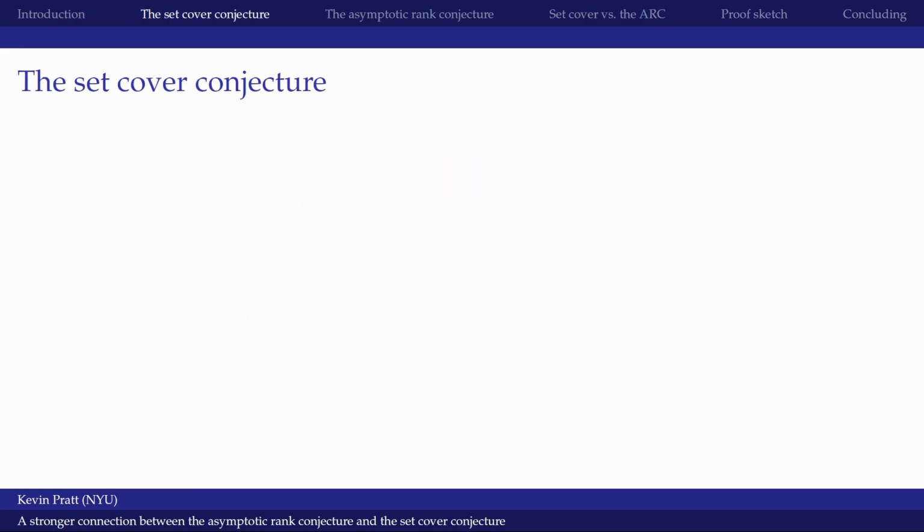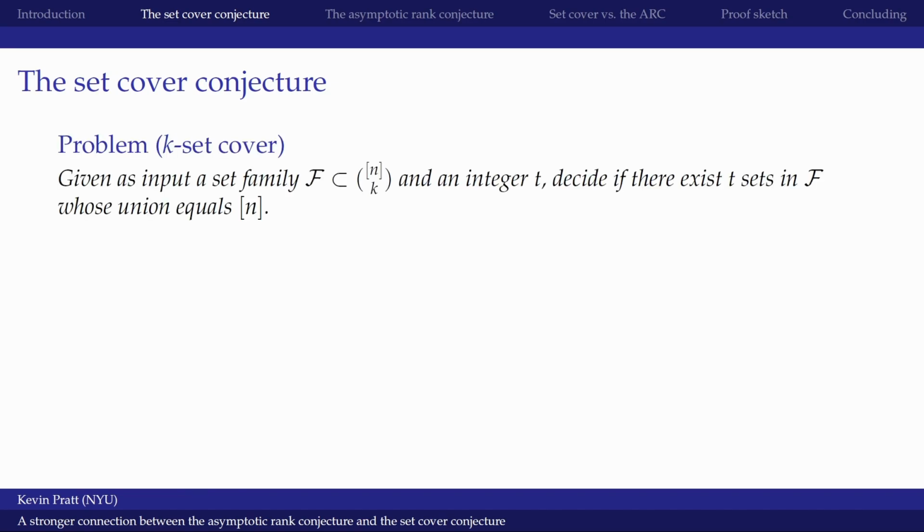Okay, so the algorithmic problem we're interested in, I'll call it the k-set cover problem. We're given a family F of k-element subsets of an n-element universe, and we're also given an integer t, and we're trying to decide if there exist t sets in the family that cover the universe. This is classically known to be NP-hard when k is at least 3. So we don't expect a polynomial time algorithm, but we'll be interested in fine-grained hardness of this problem.